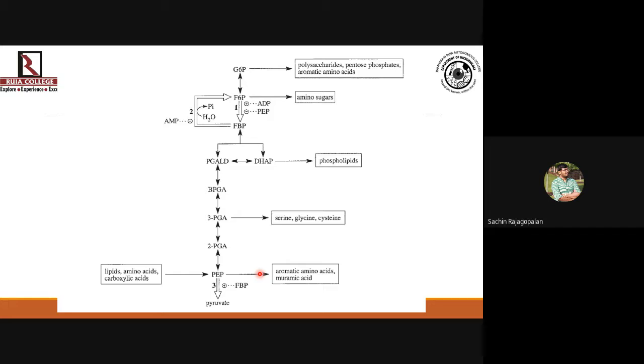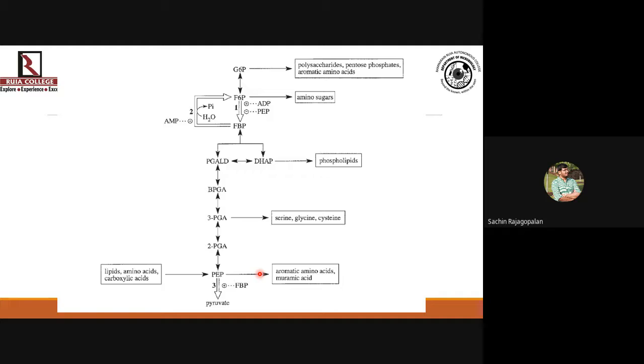3-phosphoglyceric acid, 3-PGA, is again a very important precursor or a raw material for synthesizing a few amino acids like serine, glycine, cysteine. For these purposes, this is going to be very important. Other than that, if you look at PEPA, PEPA is a precursor for synthesizing aromatic amino acids.